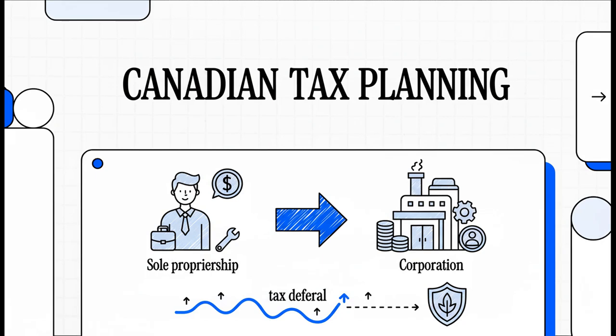Welcome. Today, we're going to dive into a really critical tool in Canadian tax planning, the Section 85 rollover. Now, if you're a business owner who's thinking about making the leap from a sole proprietorship to a corporation, this is something you absolutely have to understand. Because getting this right can be the difference between a smooth transition and a massive, unexpected tax bill.